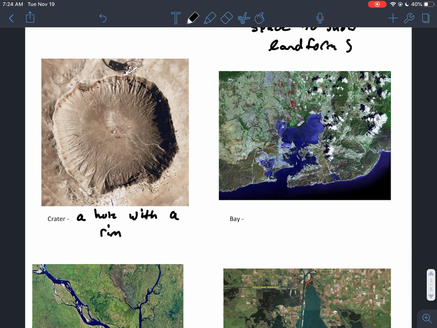On the outside, there's this rim. I'm tracing it right here. And then it goes down. It's hard to see since this is from up top, but this is a big hole in the ground. The middle is way lower than the top. We're going to talk about what happens to craters over time due to erosion.